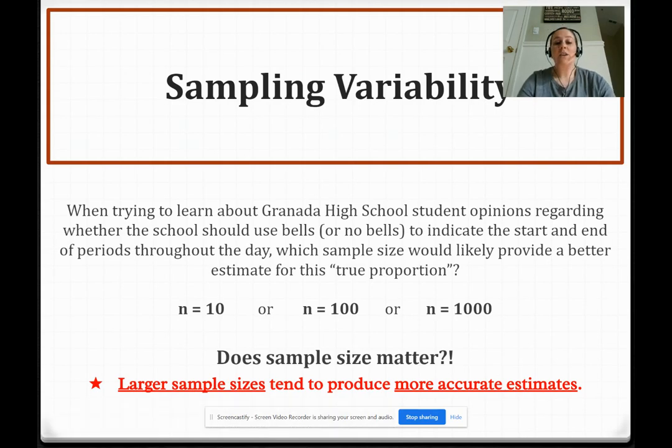Yes, it does. The larger sample sizes typically produce more accurate estimates. Now, that doesn't guarantee it, but if you do have more people from your population in your sample, assuming that sample was taken through appropriate methods, it'll probably yield more accurate results.